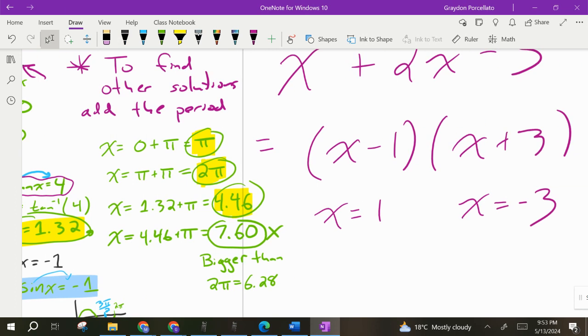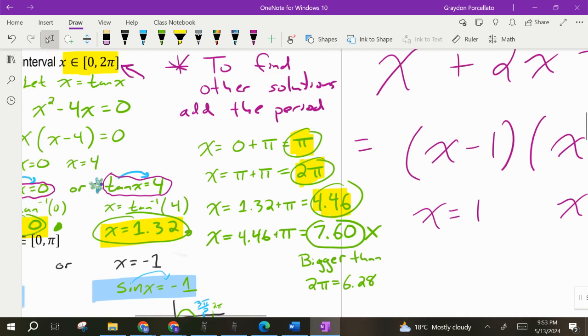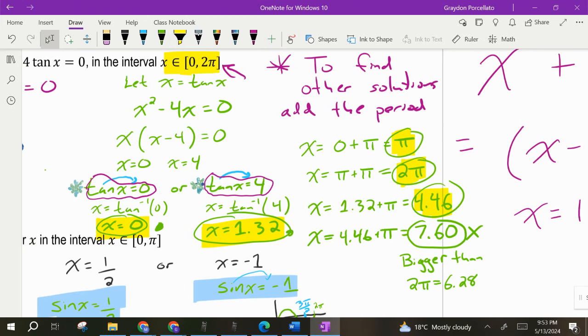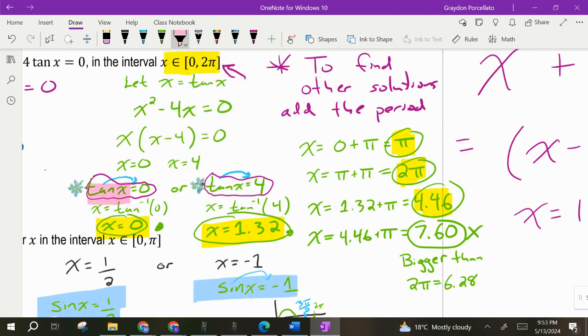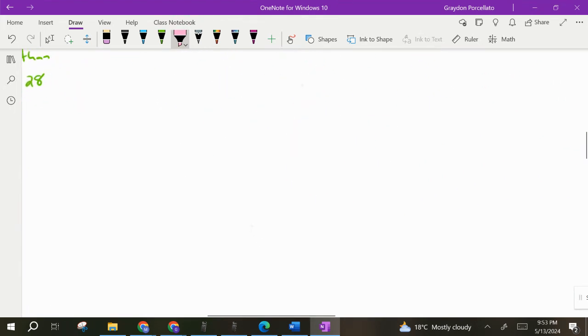I know that's something I may have touched on briefly earlier, but after thinking about it, I thought that might not have made sense to everyone. So I'm just going to go over another way that you could solve that. I'm going to focus on these two here, tan of x equal to 0 and tan of x equal to 4, and I'm going to zoom out and bring that right to here.